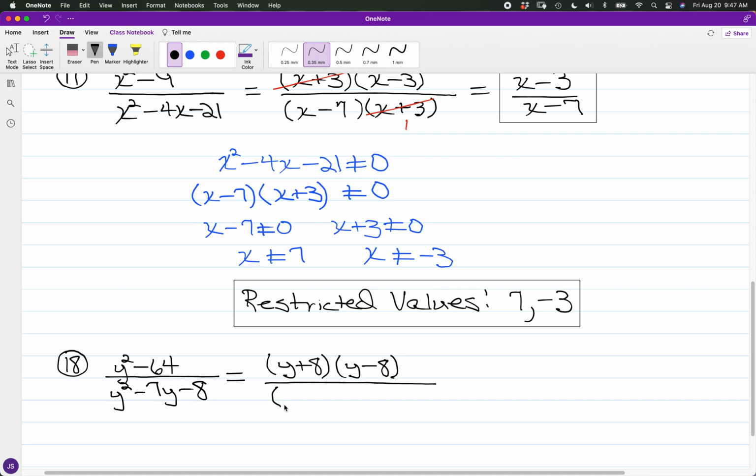For y squared minus 7y minus 8, if we factor, again, just like x squared goes to x and x, y squared goes to y and y. And we need factors of -8 with a -7 for the sum. We have -8 and +1. And just as x plus 3 was common to both numerator and denominator in problem 17, we have here y minus 8 as a common factor between the numerator and denominator. And the completely reduced form would come out to y plus 8 all over y plus 1.